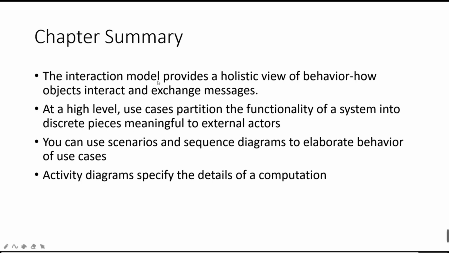So in this chapter summary, the interaction model provides a holistic view of behavior. It means how objects interact and exchange messages. At a high level, we use case to partition the functionality of the whole system into discrete pieces meaningful to external actors. It means use case is used to divide the whole system into different pieces, and then we can use scenarios and sequence diagrams to elaborate the behavior of each use case.